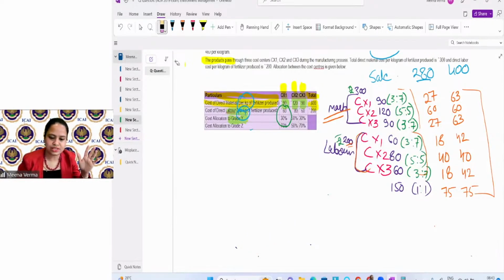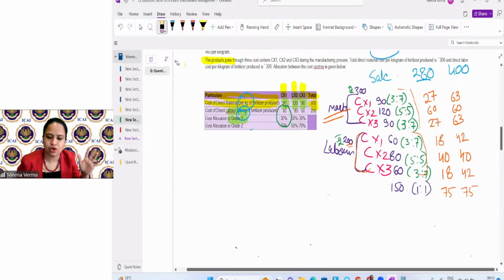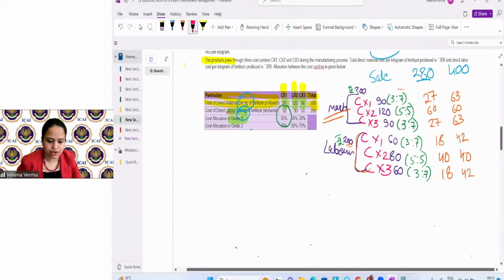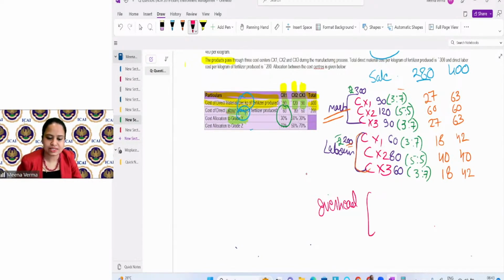So if you consider environmental management accounting, all these will remain the same, right? But what will change? This overhead cost has changed. Now they are reclassifying this overhead cost as 60,000 cost and 90,000 cost.